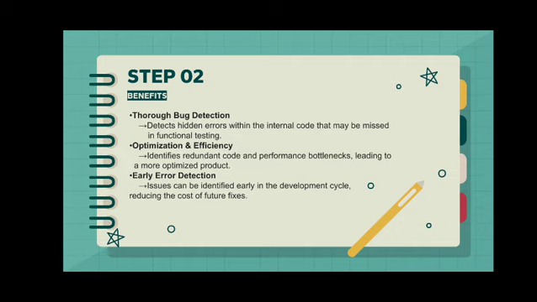Bug detection. Since we dive deep into the code, we can catch bugs that are buried deep, especially logical or calculation related errors that black box testing may miss. Code optimization. Developers can identify and eliminate redundant or inefficient code, leading to better performance.